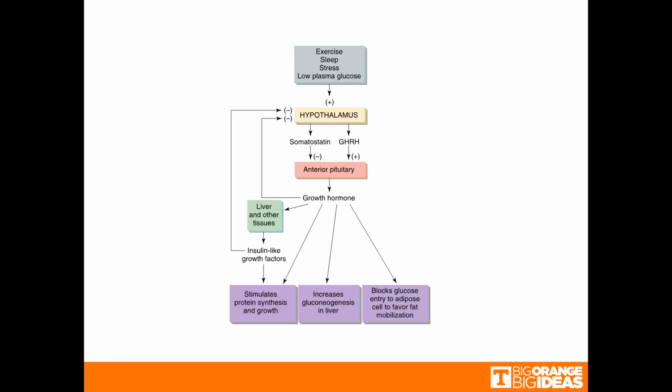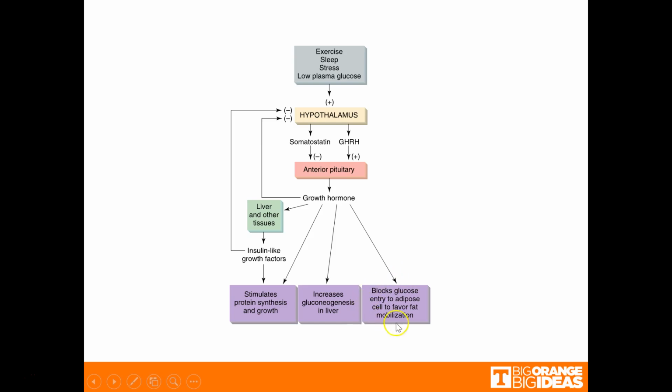So all these factors are going to have a positive impact or cause the release or cause stimulation from the hypothalamus. So the hypothalamus will release somatostatin and growth hormone releasing hormone. Somatostatin will decrease production of growth hormone, whereas the growth hormone releasing hormone, GHRH, will increase growth hormone production from the anterior pituitary. And so you see the actions of growth hormone.